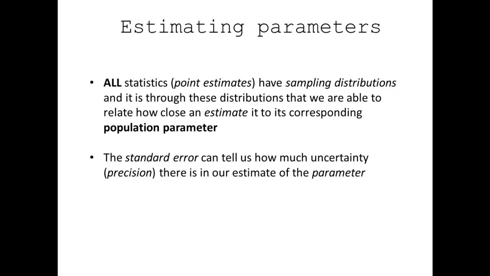Okay, so moving on. How do these sampling distributions help us in practice? Well, all statistics have a sampling distribution, and it is through these distributions that we are able to relate how close a statistic is to its corresponding population parameter that we're interested in. So hopefully you can recognize that the standard error of the sampling distribution is useful because it can be used to tell us how much potential error could be caught up in our estimate of the population parameter.